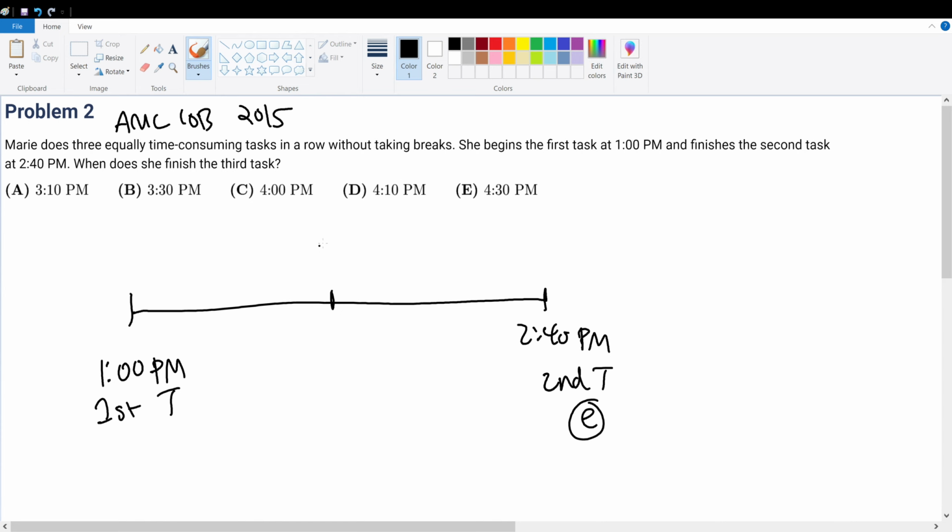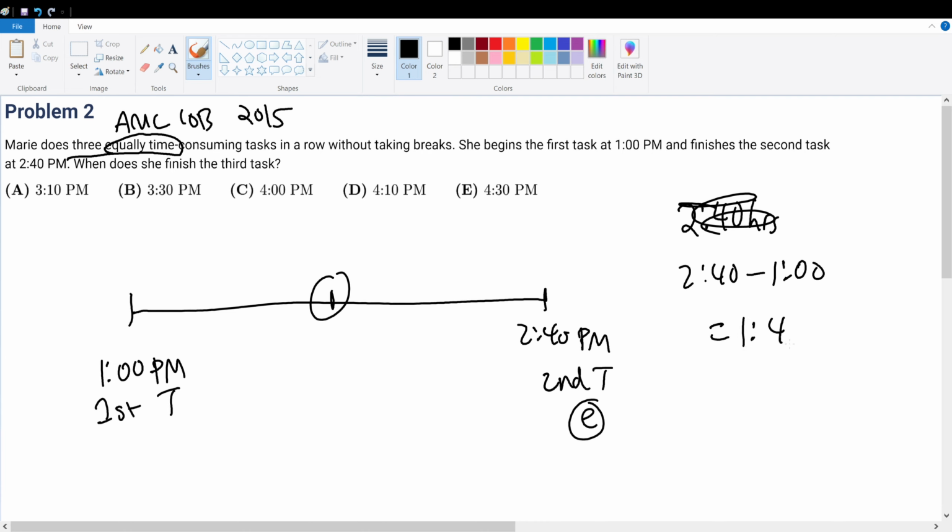Now, since we're given that she does 3 equally time-consuming tasks, that means that this end time for the first and start time for the second task has to be the midpoint. So to find this midpoint, we simply have to figure out how many hours elapsed from 1 to 2:40. That would be 2:40 minus 1 o'clock, right? So from 1 o'clock to 2:40, there is 1 hour and 40 minutes.